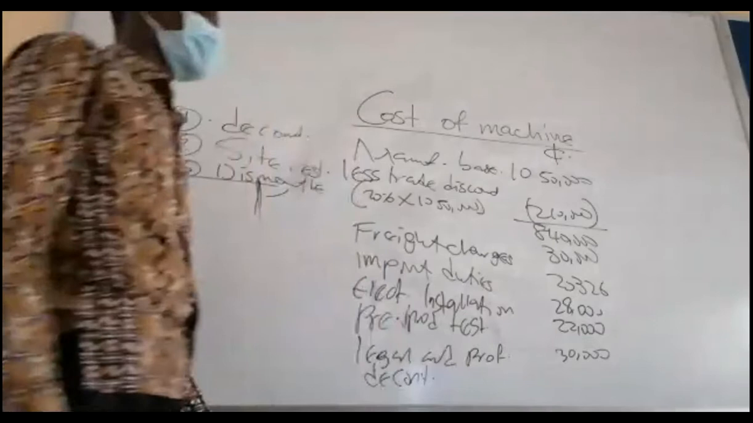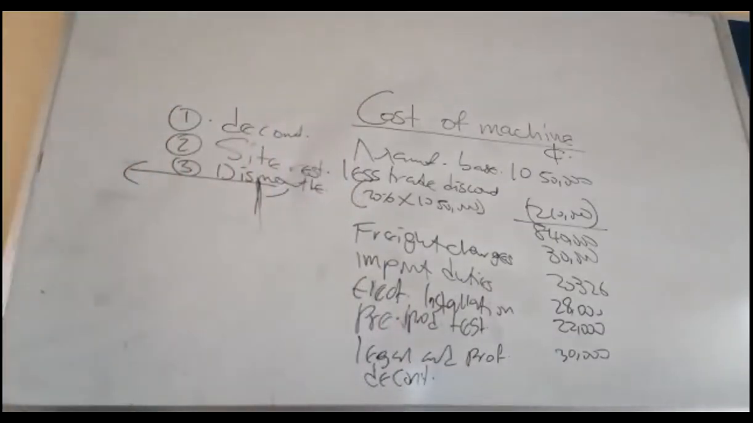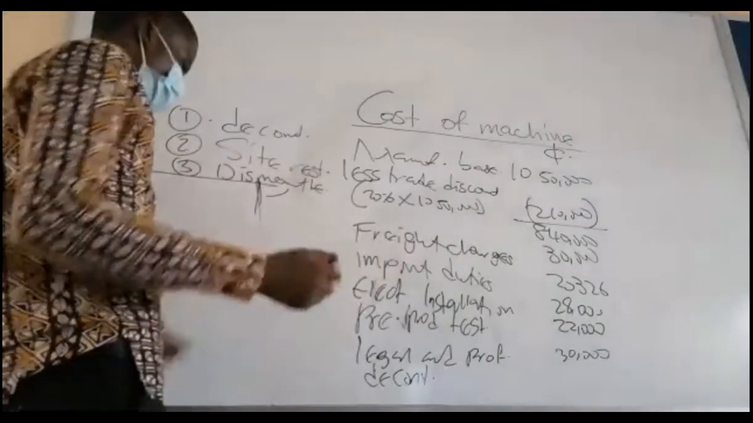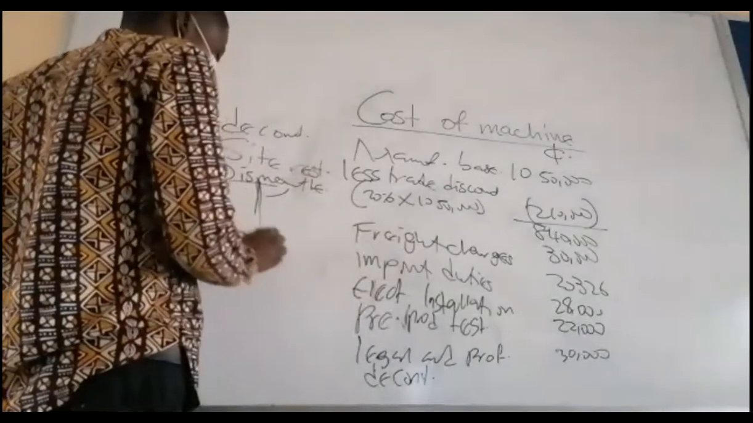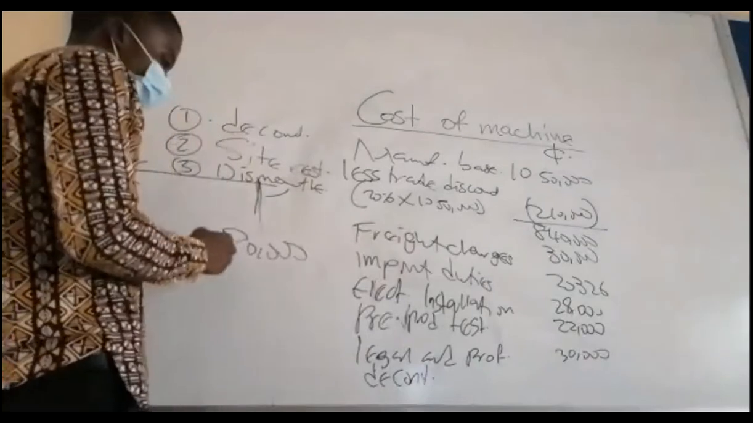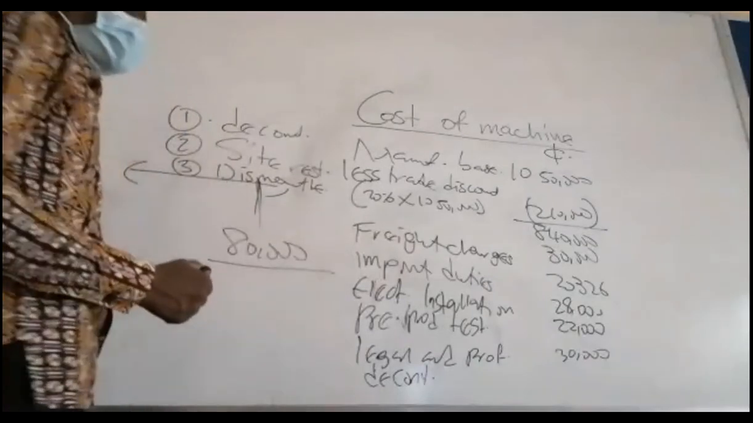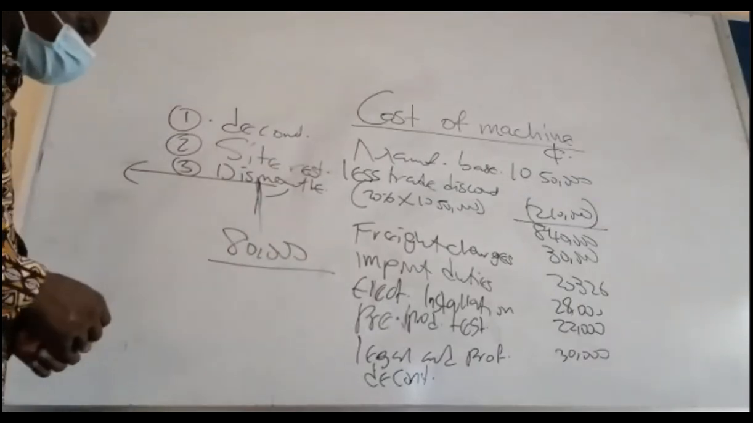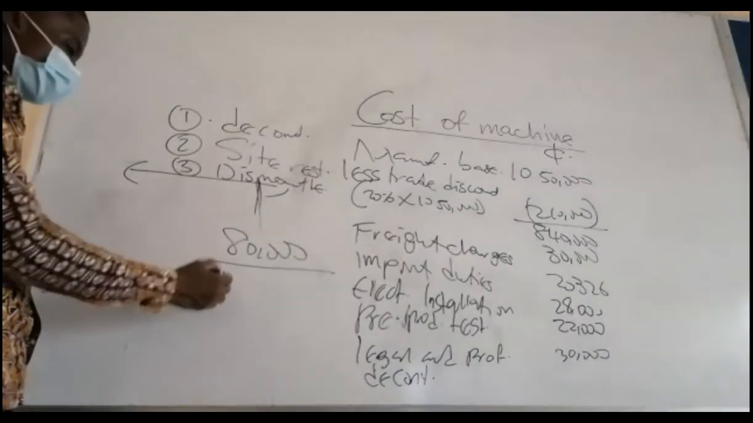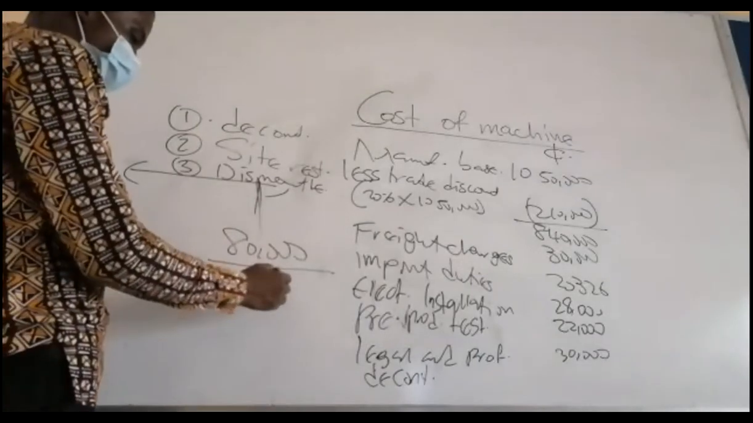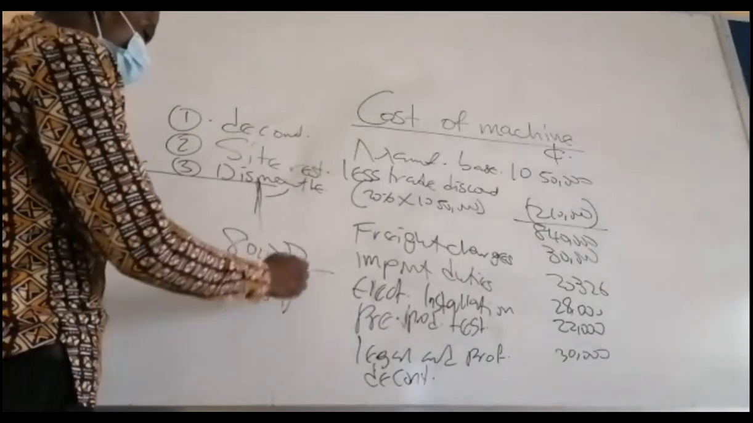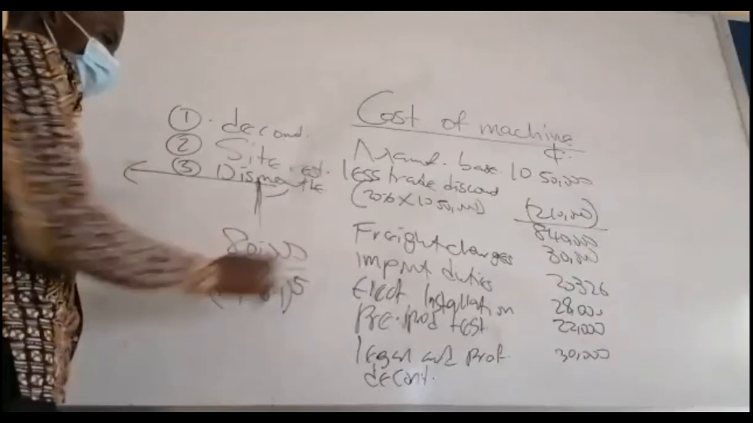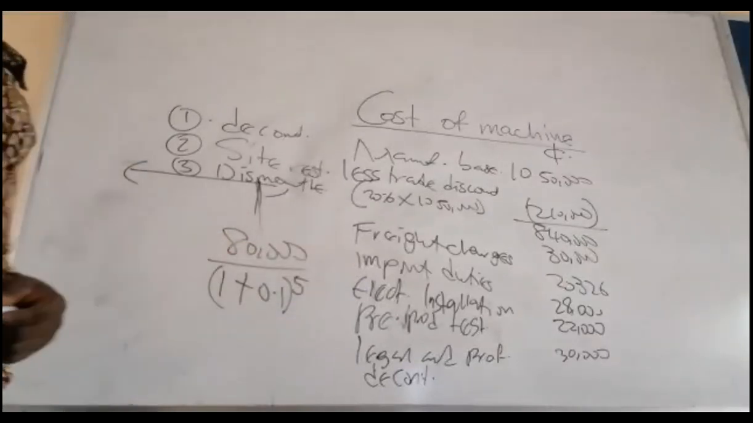You find the present value. How do you find the present value of 80,000 payable in 5 years' time? Kindly divide it by the cost of capital, so 1 plus the cost of capital all to the power 5, because that's money you're going to pay.